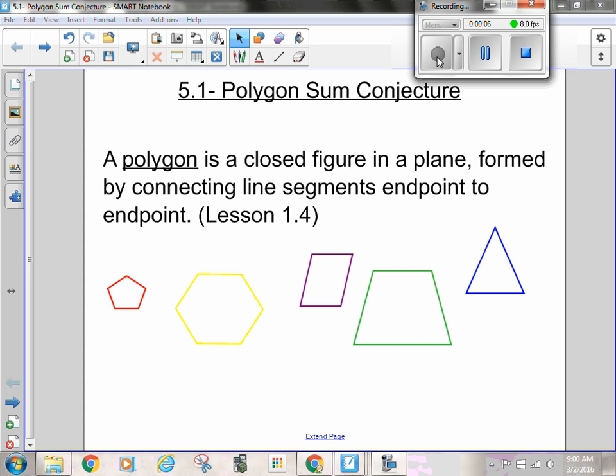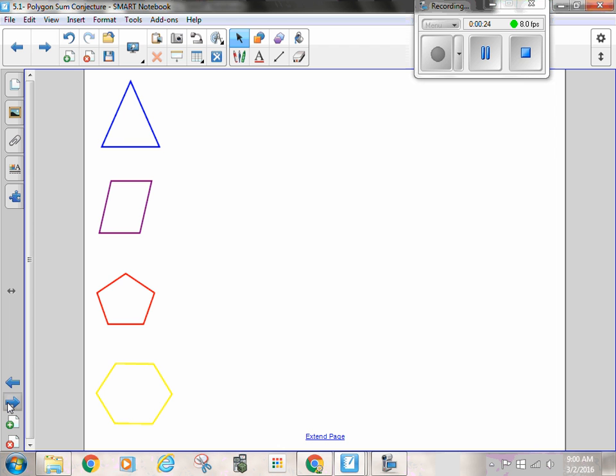5.1 is on Polygon Sum Conjecture. So a reminder, a polygon is a closed figure in a plane formed by connecting line segments endpoint to endpoint. That's a definition from 1.4. So we have a variety of polygons here, and we're going to talk about them on this page. All right, so our first one we see is a triangle and it has 3 sides.